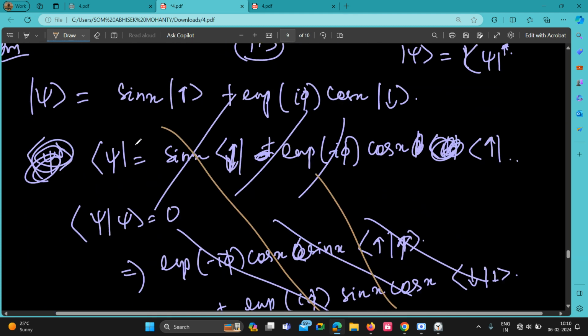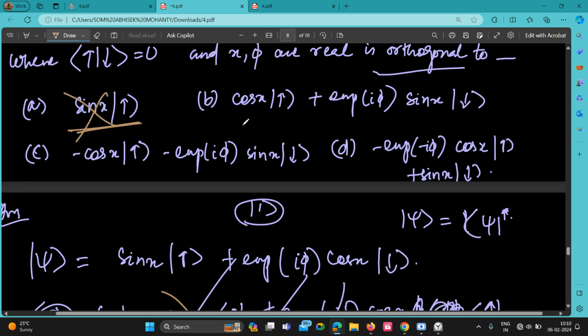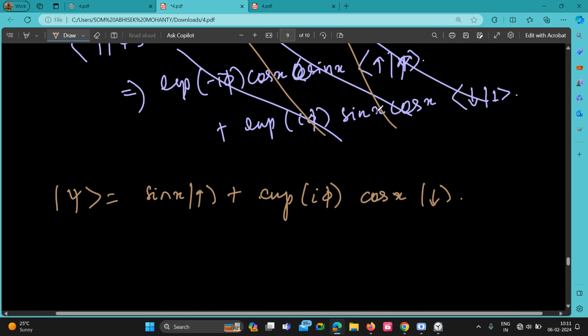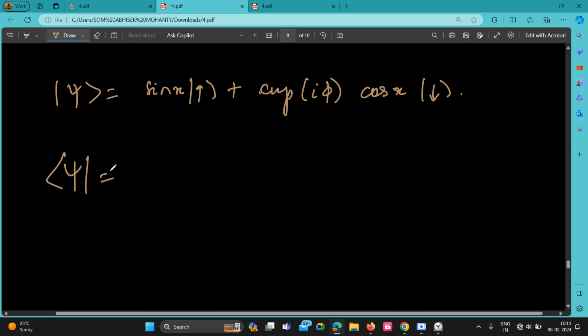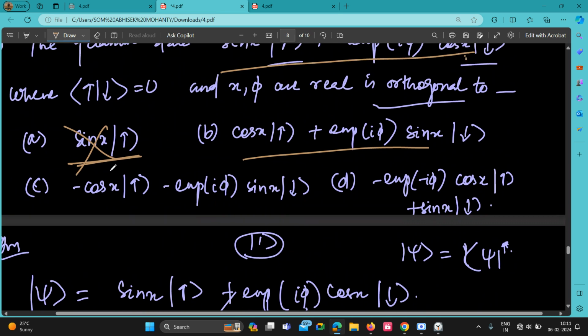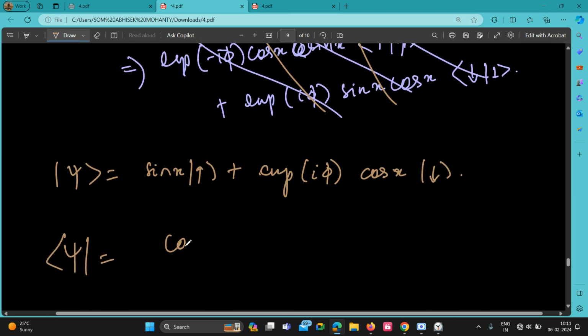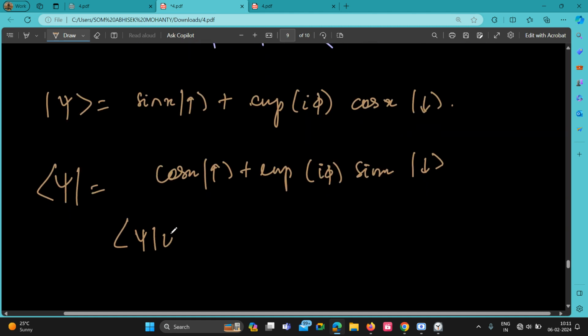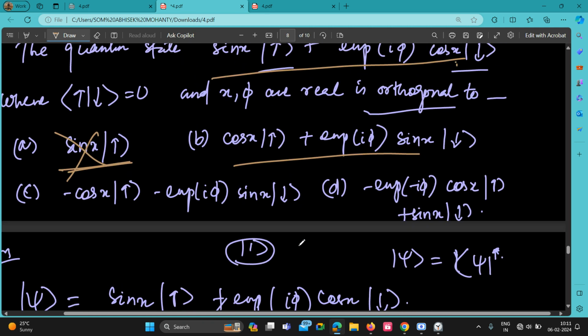See, this is not a chance. I will not get 0 from here. Let's check this one. Even this one, I don't think. What is given? Option B: cos x up exponential i phi, cos x up exponential i phi sin x down. Do you think if I multiply them they will be 0? See, this is sin x cos x up, which is 1, plus this is exponential 2i phi sin x cos x. So this is not giving me 0. So this is also not the answer.